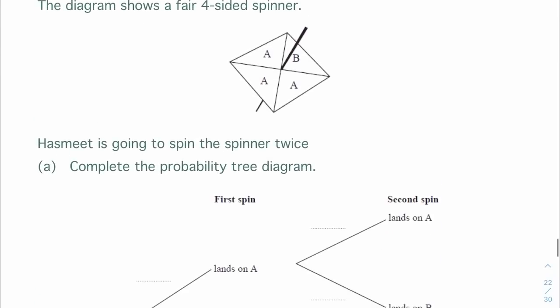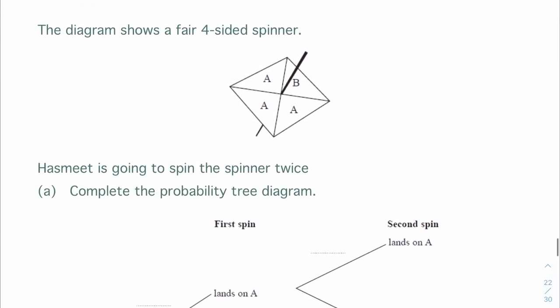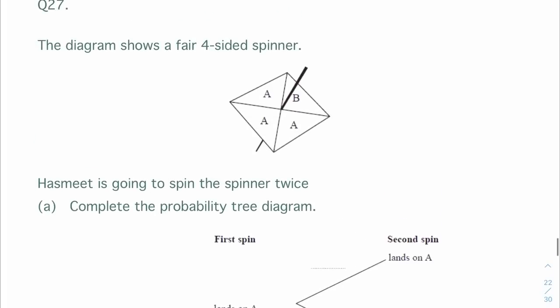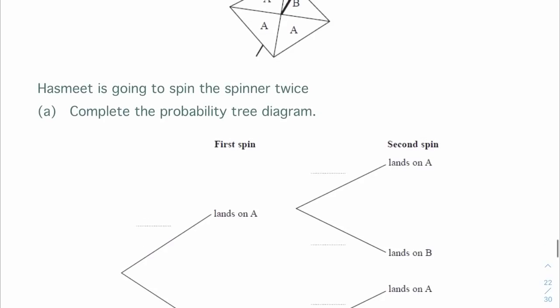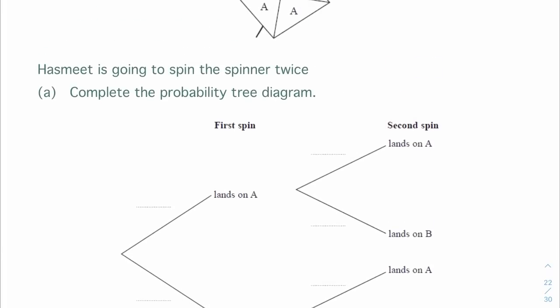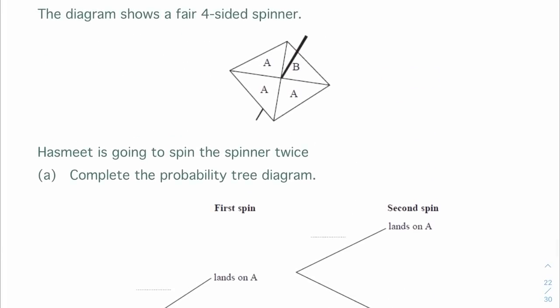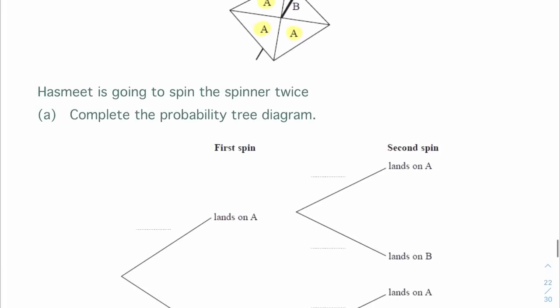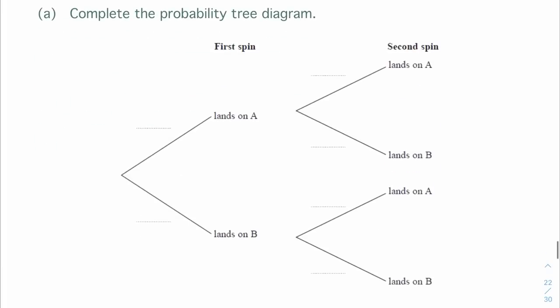Okay, so we have a probability tree. So the diagram shows a fair four-sided spinner. You can see on the spinner there's 3 A's and a B. So we're going to spin the spinner twice, complete the probability tree. So on the first spin, we've got the probability of an A or a B. Well, we can see on here that there are 3 A's and only 1 B. So there are 4 different options and 3 of them are an A. So that's going to be 3 out of 4 for an A and 1 out of 4 that it lands on a B.